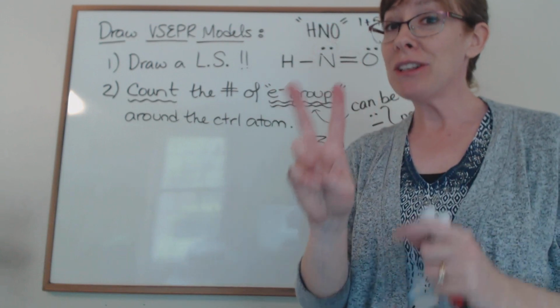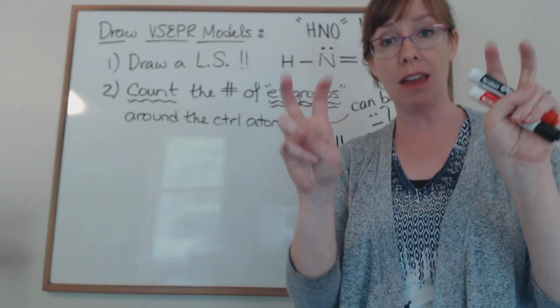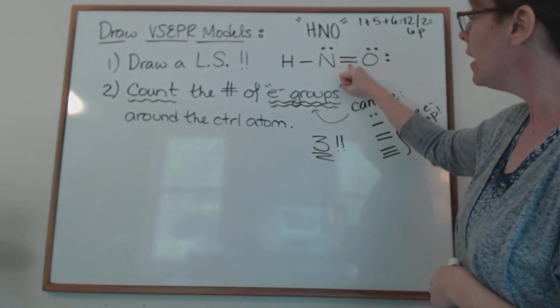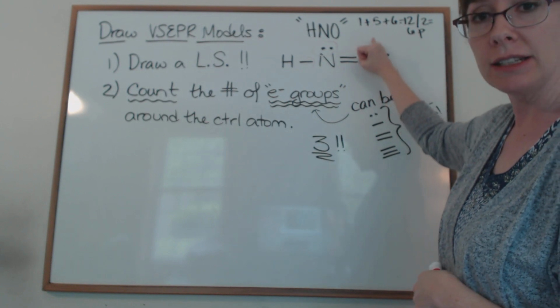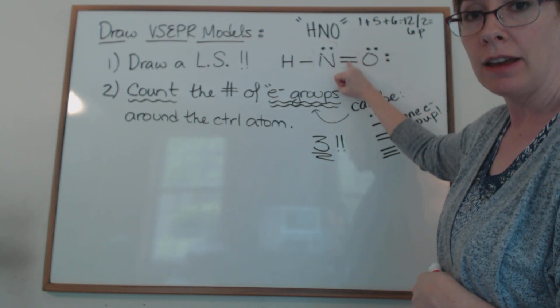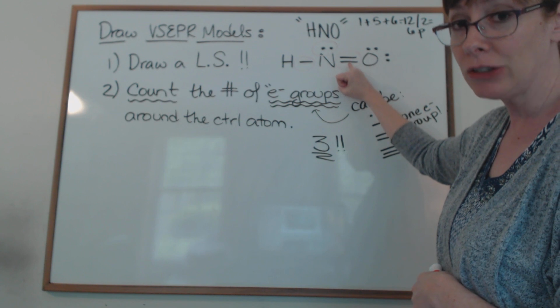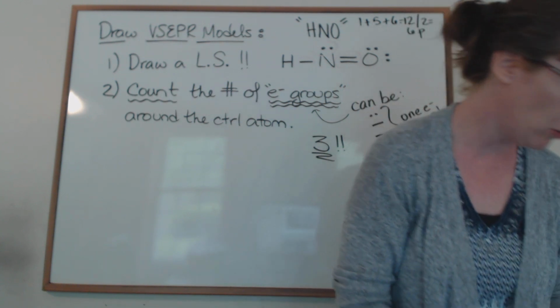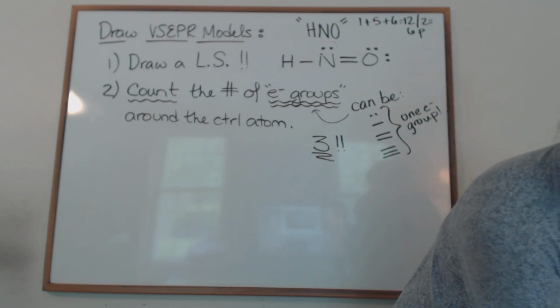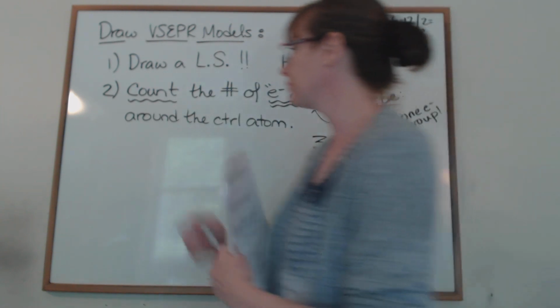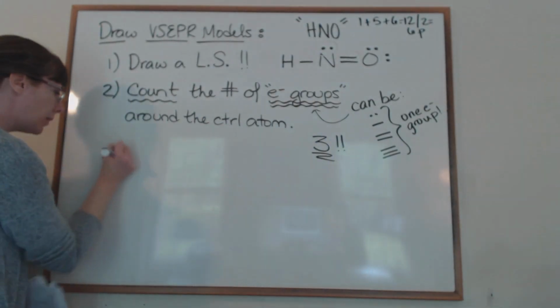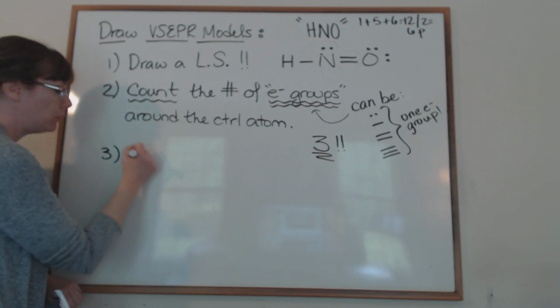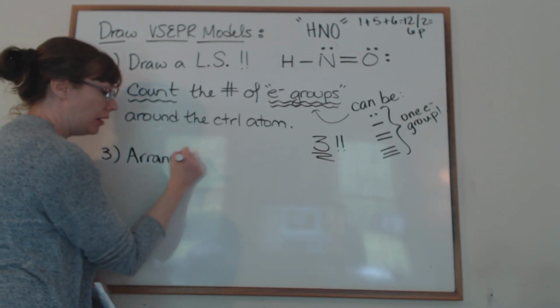Now, it does count as two electron pairs as far as giving it an octet, certainly. That's the reason oxygen has an octet: 2, 4, 6, 8. It does count as two electron pairs, but for VSEPR theory, it counts only as one electron group. Okay, so you get that number. The number is 3.